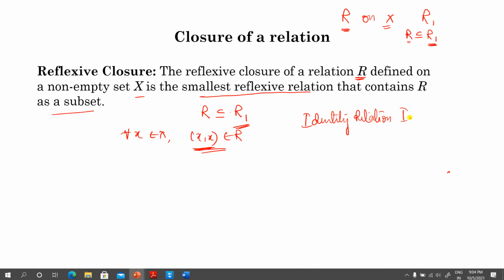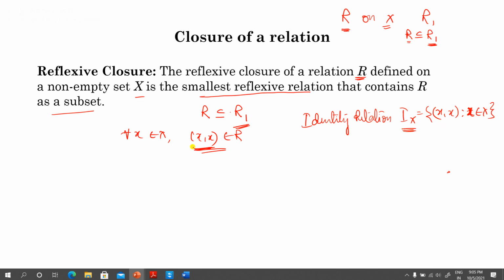Identity, you can denote it by Ix. You can say this is xx. All ordered pairs will be of the form xx, for all x belonging to capital X. It means for each x, elements of the type xx will be there. So this relation is the identity relation.